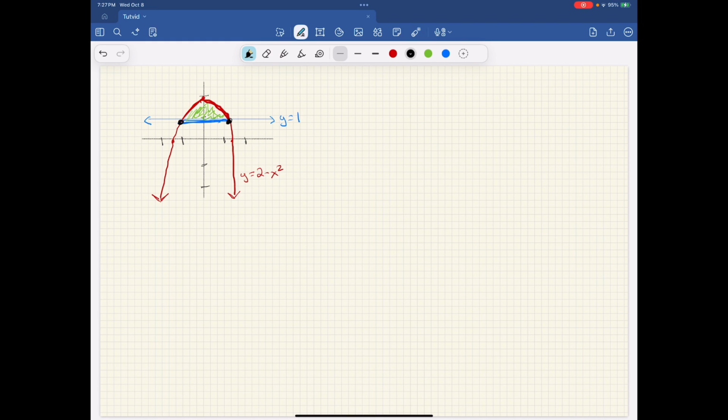Well, we'll set the two functions equal to one another, and so y equals y, of course, and therefore 1 equals 2 minus x squared. So that means that x squared equals 1, and x equals minus 1, and x equals 1.